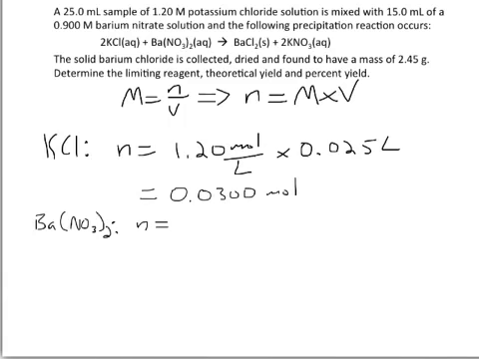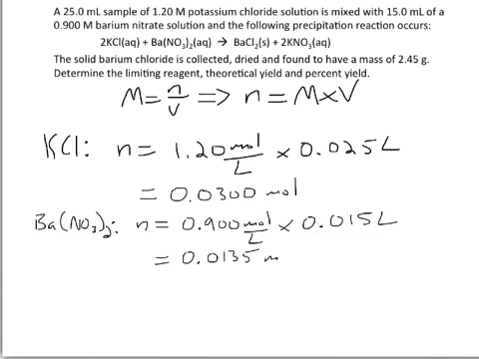And the moles for this one, and 15 milliliters is 0.015 liters. And so my moles of barium nitrate comes out to be 0.0135 moles.